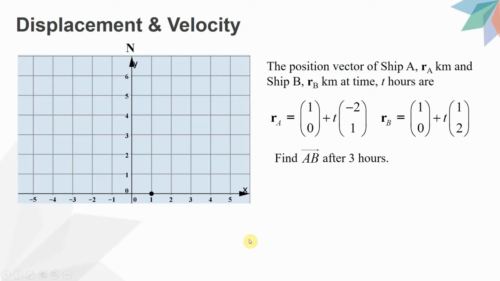Okay, now let's look at a little bit more complicated example. It states here the position vectors of ship A, which is r_A, and ship B, as follows. From these equations, we can see that they actually start at the same point. How do we know that? This is a. They both share the same a, which is 1, 0 here. So these two ships start at the same position, but they are traveling in different directions because of the velocity. So we can imagine they are going in separate directions, and we are to find the vector AB after 3 hours.